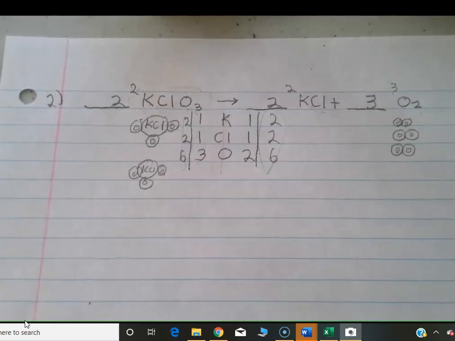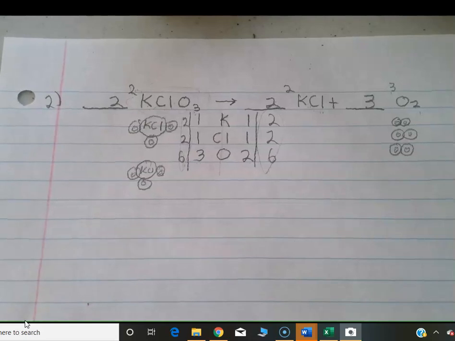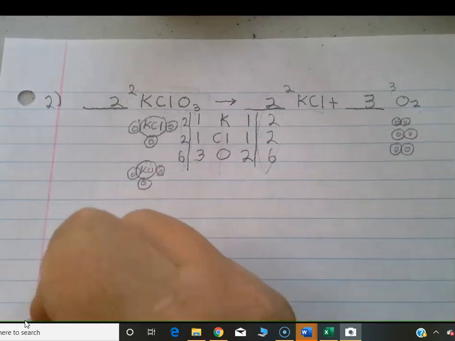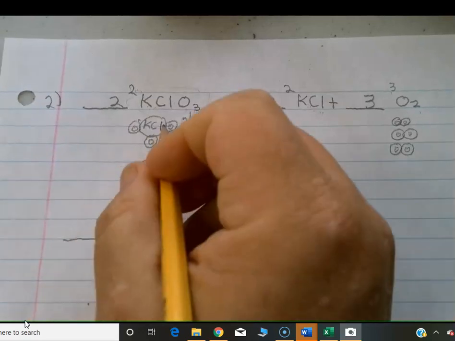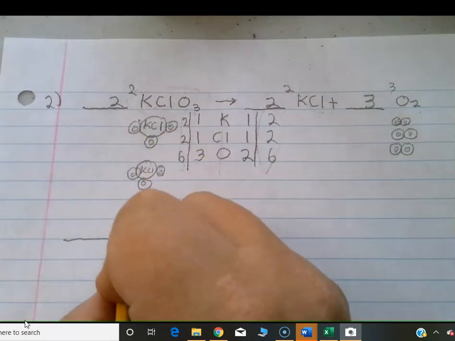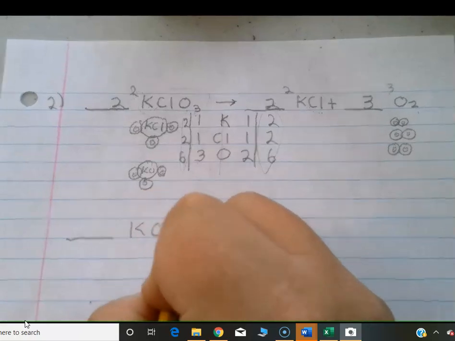Now let me go ahead and do the same problem if you like the box method. Let me do that that way. I'm not going to do every one both ways, but let's go ahead and do it with the box method. And again, it's very similar to this. So you have KClO3.